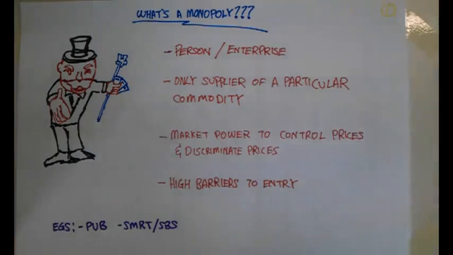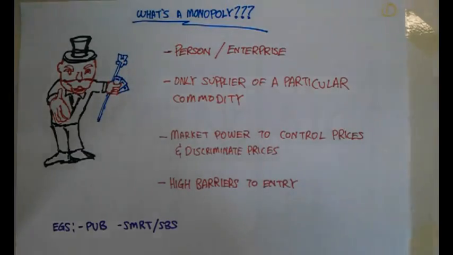So what are some examples of monopolies? Not Monopoly Deal. I can give you some examples that are nearer to home. PUB is one of them, our Public Utilities Board. They monopolize the business of our utilities, our water and our electricity.